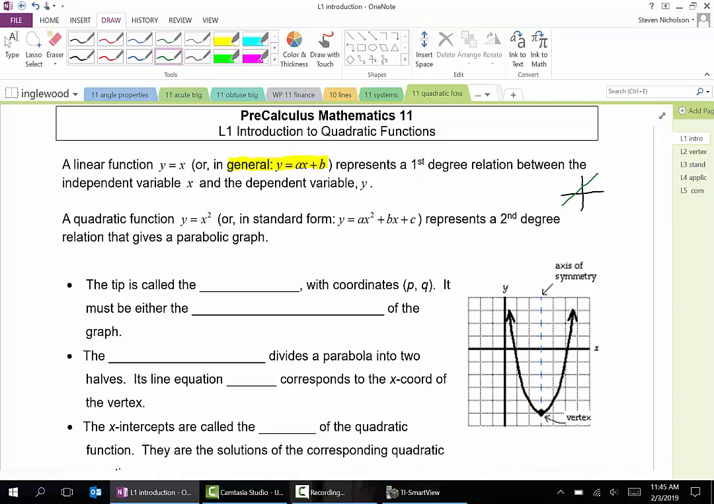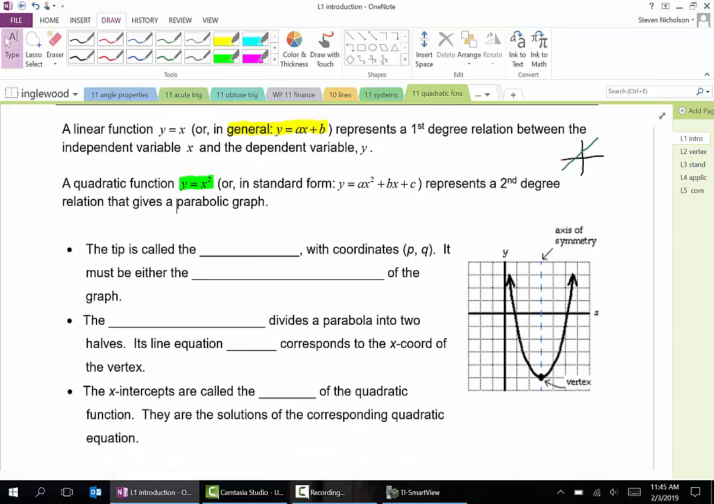That's basically what we're going to do with quadratic functions. The simplest quadratic function is y equals x squared. I want you to have a look at that and see how it's a little bit different than just y equals x. The only difference is the square, but that square changes what our function looks like.